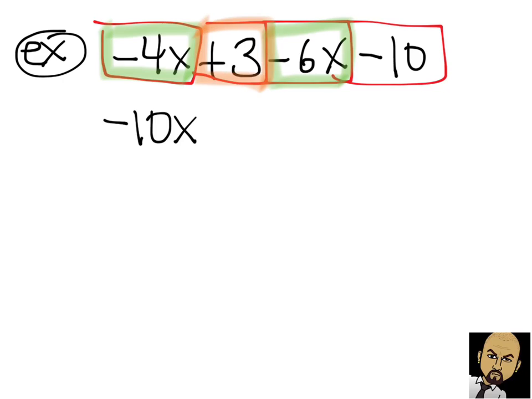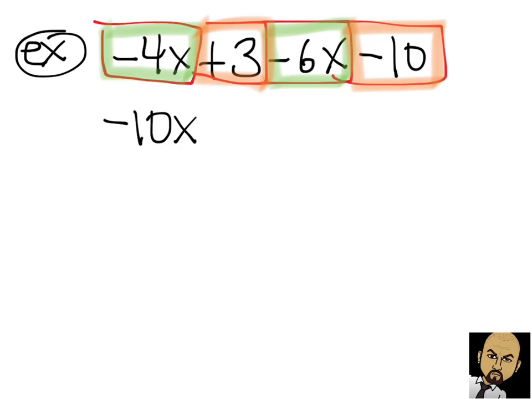Now we have positive 3 and negative 10. Those are called constant terms, and they're called constant terms because they stay constant, they stay the same. All constant terms are like terms. So here we've got 3 minus 10. We combine them, collecting, again, using War and Peace.